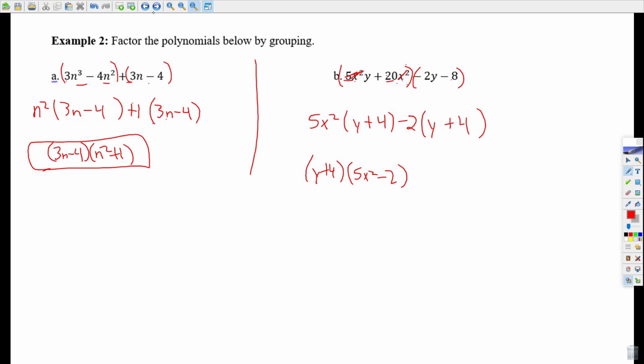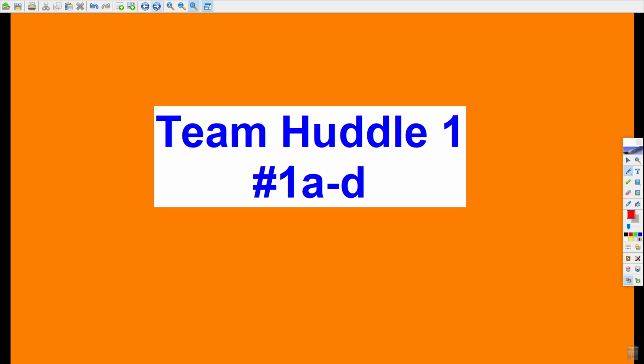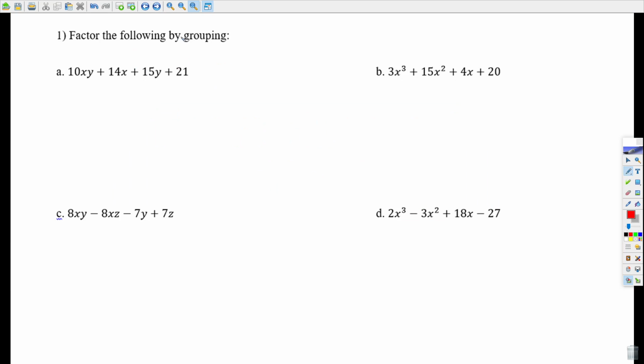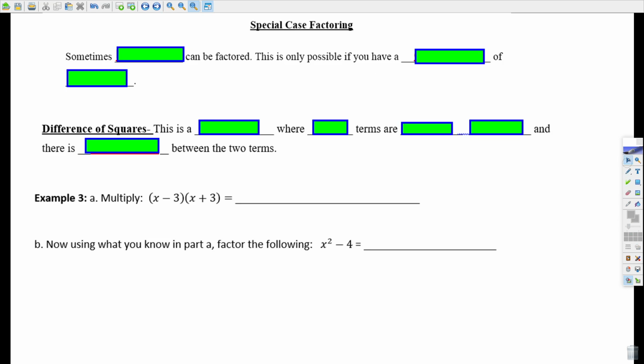That's all for grouping, and you should try them on your own. There's a team huddle. There's 4 problems. You should finish those yourself, and then we'll move on to the special case factoring, which is the difference of 2 squares. So I would take a moment and try the huddle problems first, and then move on to this. We'll wrap it up. Okay, so let's go ahead and move on.